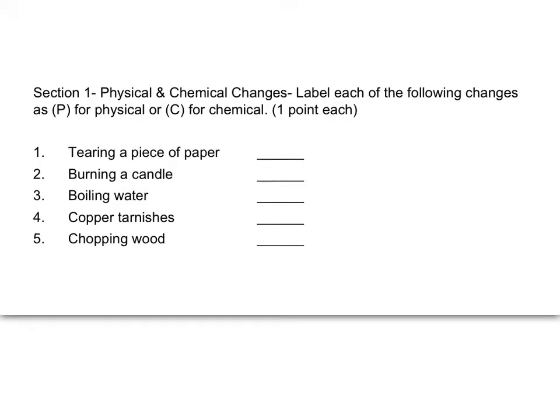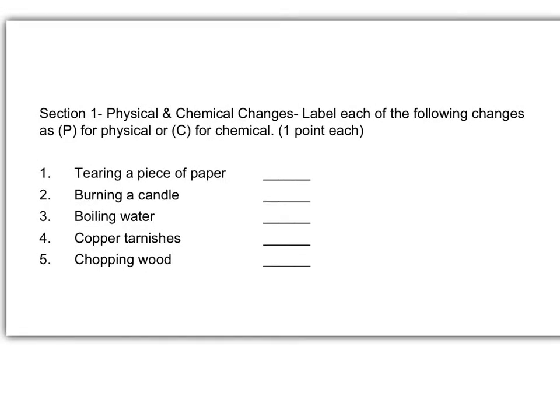So classify these as either physical or chemical changes. Well, tearing a piece of paper, anytime you tear, crumple, crush, grind, anything like that, that is a physical change. Physical because you just have two pieces of paper, you haven't turned the paper into anything else. Burning a candle, anytime you burn anything or rust anything, that's going to be a chemical change.